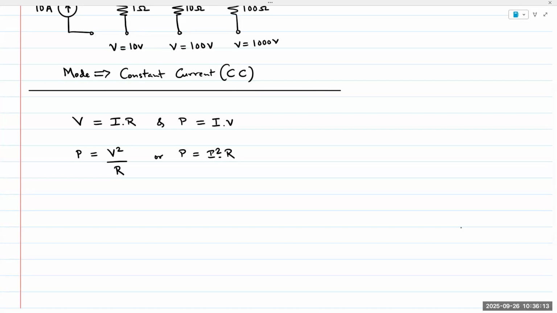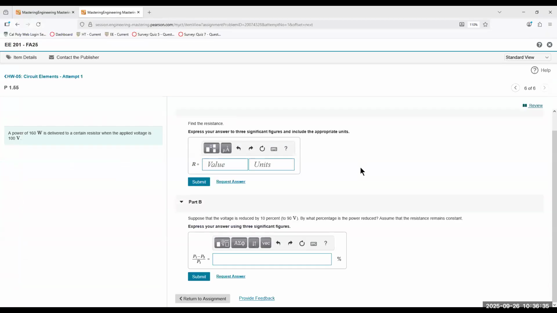So we know power is given to us in that question. Voltage is given to us. We simply choose the equation and then calculate the third quantity. All right. So again, solve this and let me know if you have any questions.